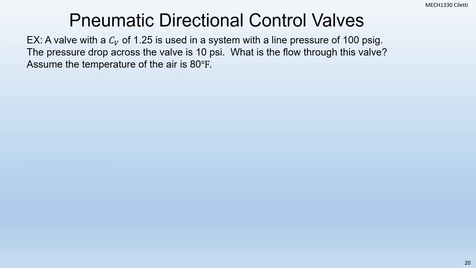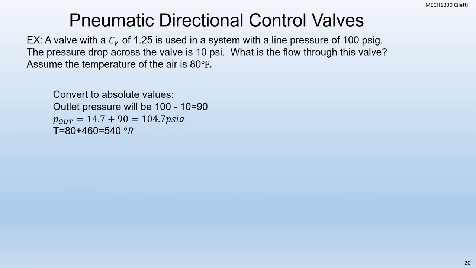Now let's say I give you the flow coefficient. We want to find the flow itself. A valve with a flow coefficient of 1.25 is used in a system with a line pressure of 100 psi gauge. The pressure drop across the valve is 10 psi. What's the flow through this valve, assuming the temperature is 80 degrees Fahrenheit?